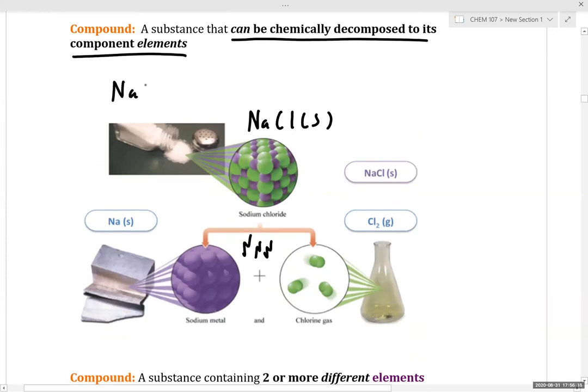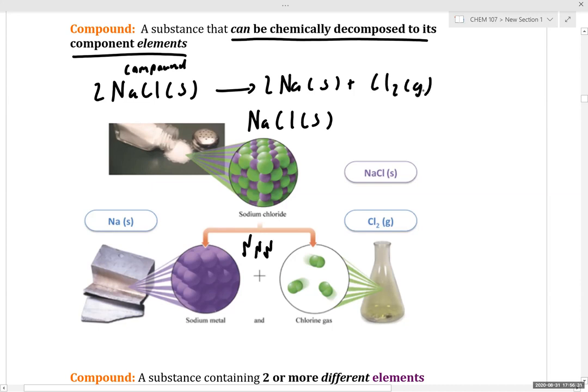In this case, we're taking sodium chloride, which is a compound, and under the right conditions, we can decompose sodium chloride to yield sodium and chlorine, which are elements. So a compound, and this is critical, can be decomposed to simpler component elements. Does that make sense to everyone?